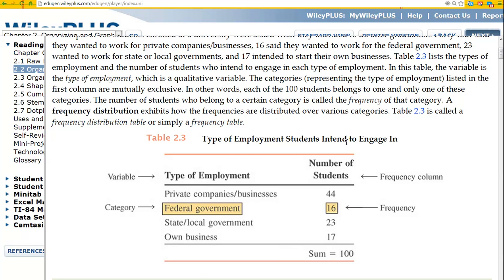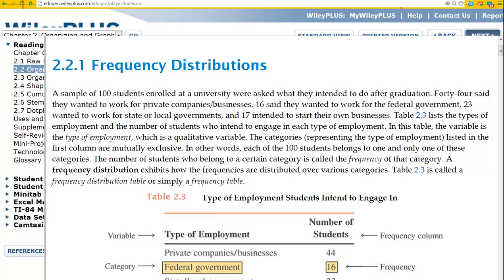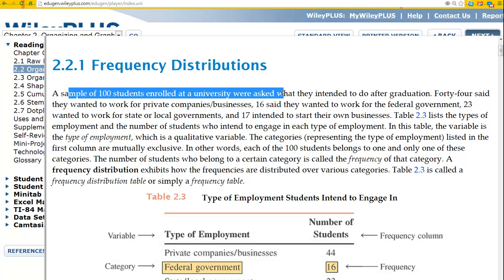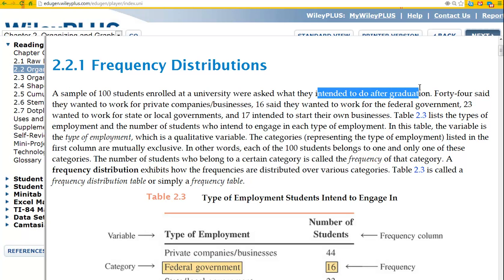Type of employment students tend to engage in: private companies and businesses, federal government, state and local government, own business. So now we're kind of organizing the data into types. A sample of 100 students enrolled at the university were asked, what do they intend to do after graduation? 44 said they wanted to work in private companies. 16 said, okay. So we get these kinds of responses. So we can say that type of employment is the variable.